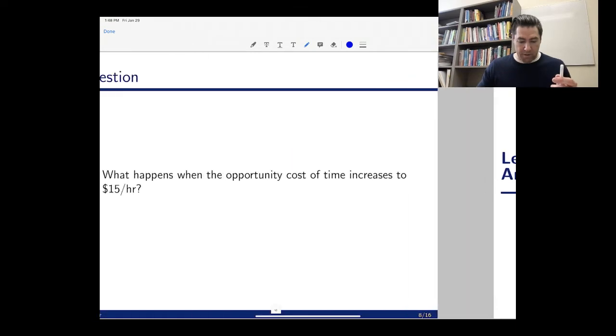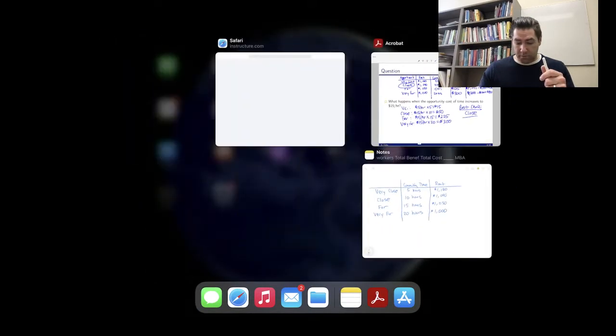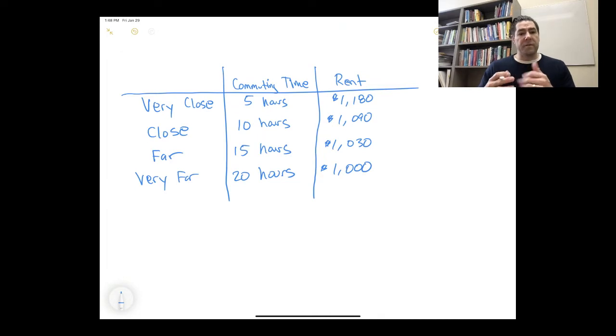So let me just go back to that example. Just to refresh your memories, our choice with net benefit was that the apartment close was our best option. That maximized the net benefit. So what we want to do now is to say, okay, what is the marginal benefit and marginal cost involved in all of these choices? Here was the basic setup. We have all of our apartments from very close to very far. We have the rent decreasing the further away we go, and we have commuting time increasing.